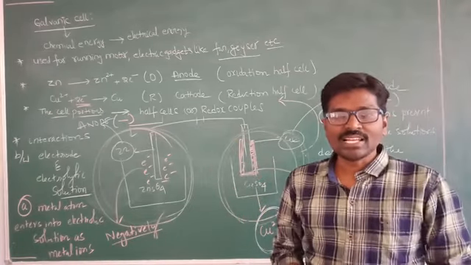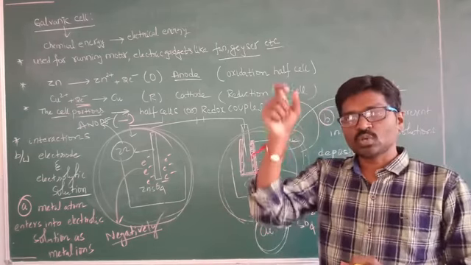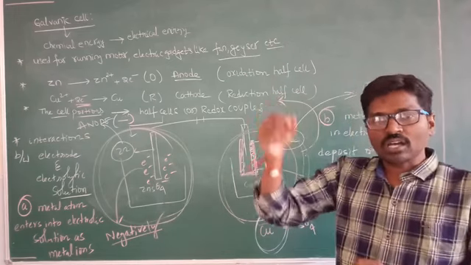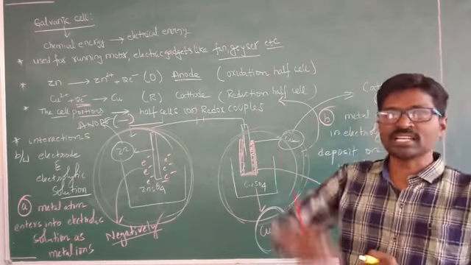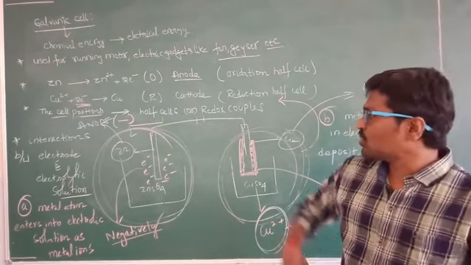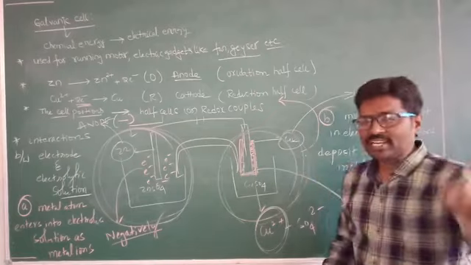In the Daniel cell we are not using the salt bridge. In the place of the salt bridge, we are taking a porous pot or a porous diaphragm. By taking that, we are constructing the Daniel cell. But coming to the galvanic cell, mostly we are using the salt bridge.